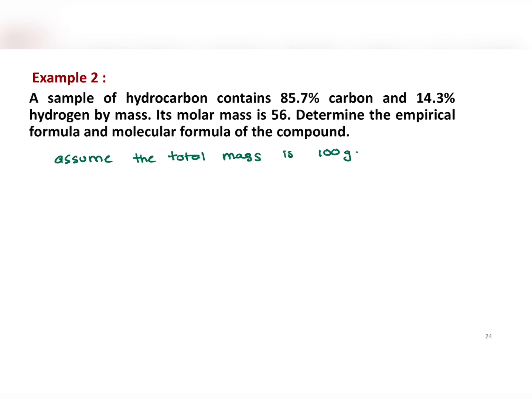okay, so for this method kita automatically cakap untuk carbon ada 85.7 gram sebab kita dah pun assume the total mass is 100 gram. So 85.7 from the percentage adalah 85.7 gram untuk carbon. And untuk hydrogen 14.3 gram lah. Okay, so kenapa kita guna 100 gram, kita assume supaya senang untuk kita kira.